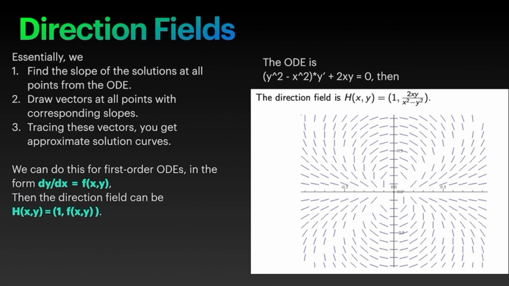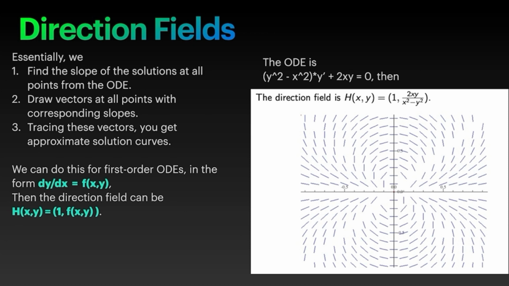So now let's talk about direction fields. Direction fields are basically just finding the slope of your function f of x, y at different points and then finding the vectors at all the points with corresponding slopes. Now when you trace these vectors, you get an approximate form of what your solution curve is going to look like. Why this is essential is because sometimes the ODEs might not be solvable. So this might help us to analytically get a rough idea about the curve.